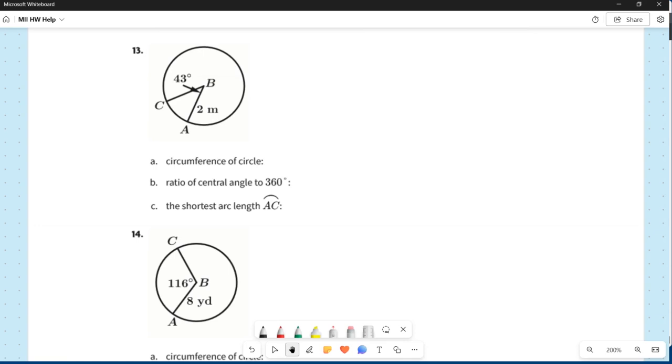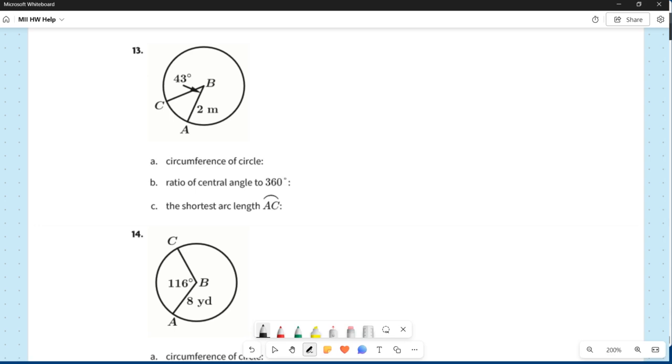Question number 13. We have a circle centered at B. We have two radii, AB and CB, and we're told that the radius is 2 meters, and we have a central angle of 43 degrees. The first question is, what is the circumference of the entire circle?